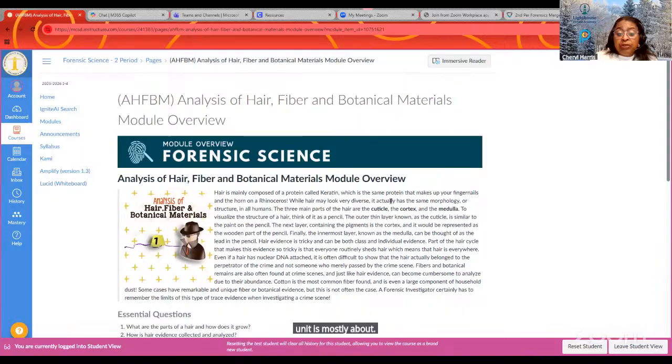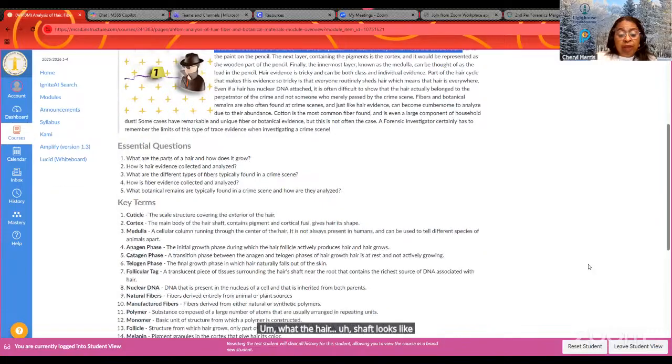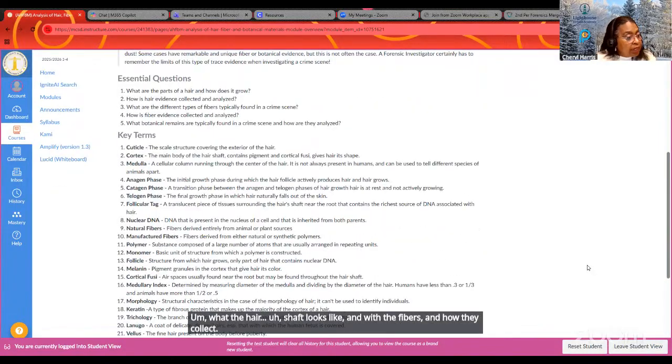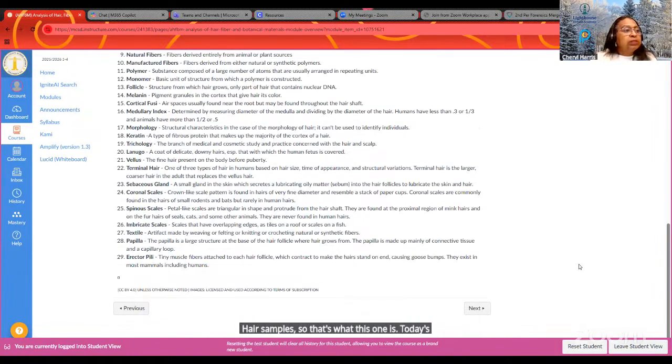There are three parts to the hair. So today we're going to focus on looking at what the hair shaft looks like, and with the fibers, and then how they collect hair samples. So that's what today's lesson is about.